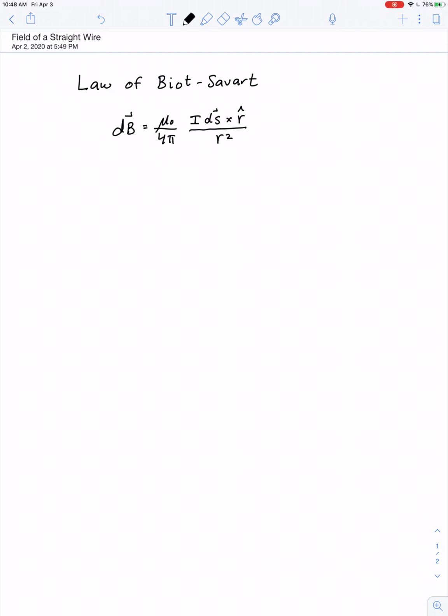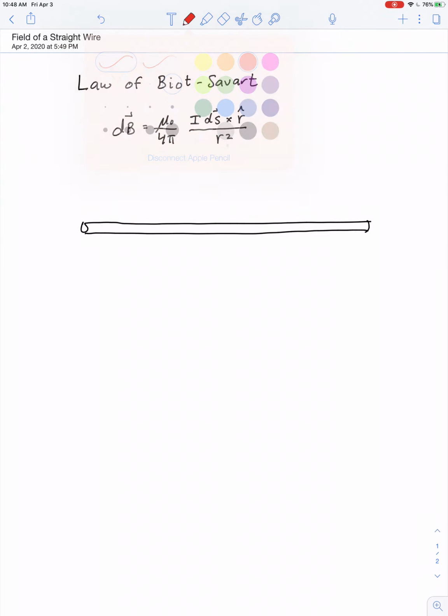Okay, in this lesson we're going to use the Law of Biot-Savart to determine the magnetic field strength at a point above a long wire. So let's put this wire on an XY axis, and we'll try to figure out what's the magnetic field at that indicated point.